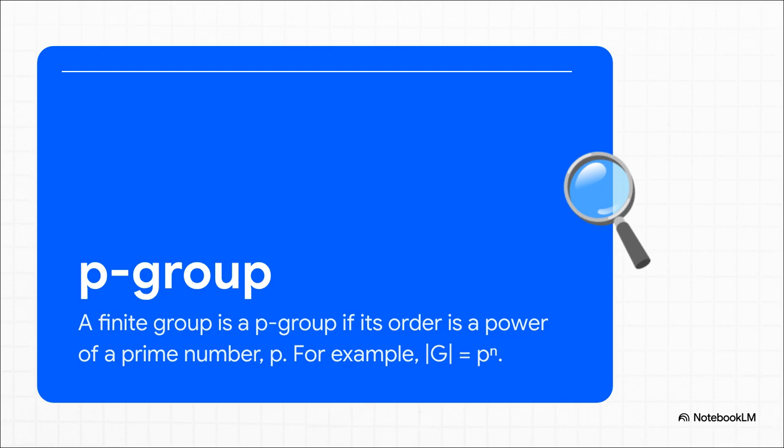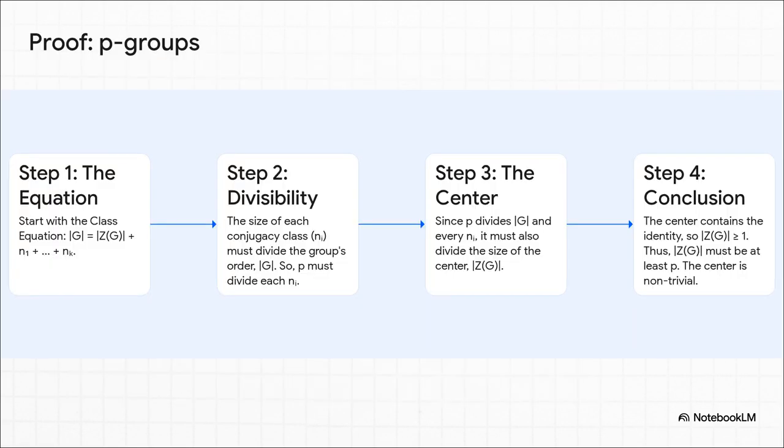A finite group is a p-group if its total size, or its order, is a power of a single prime number p. So for instance, a group with 8 elements is a 2-group, because 8 is 2 to the power of 3. These p-groups are like the fundamental building blocks of finite group theory. Okay, watch the class equation go to work. We can prove that any finite p-group has to have a non-trivial center.